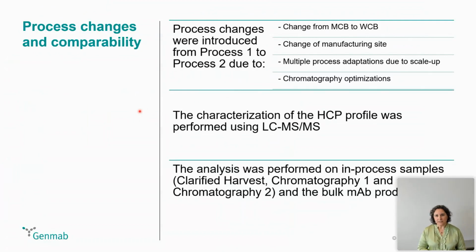So the process changes we introduced from what we call process 1 to process 2 were a change in the master cell bank to use a working cell bank, and a change in manufacturing site. Because of the change in manufacturing site, we also did multiple process adaptations and scale up. So that also resulted in some chromatographic optimizations.